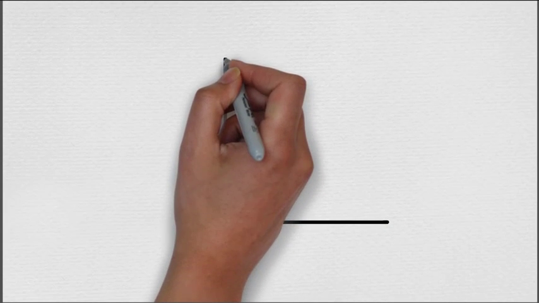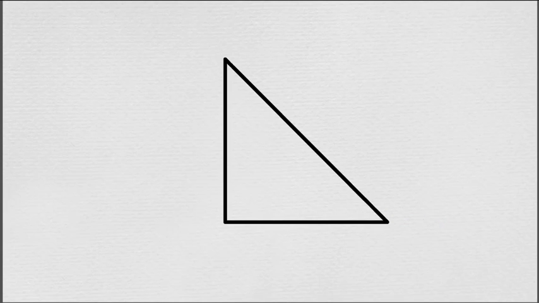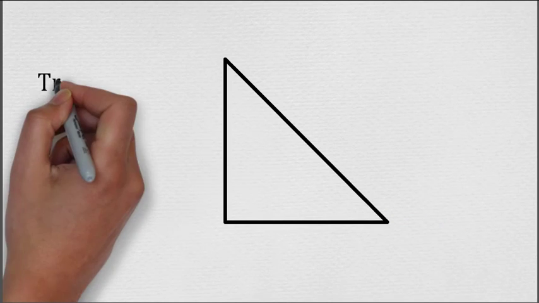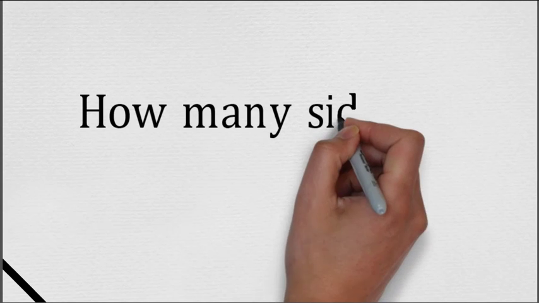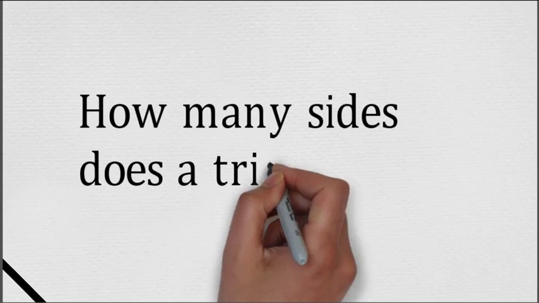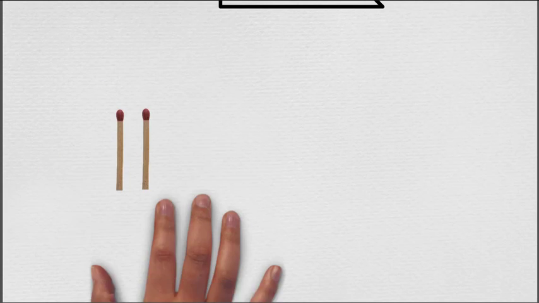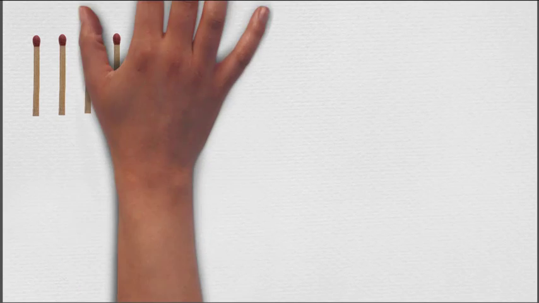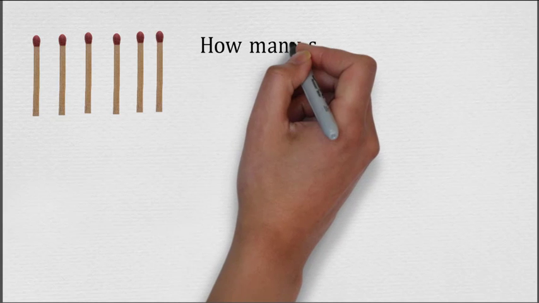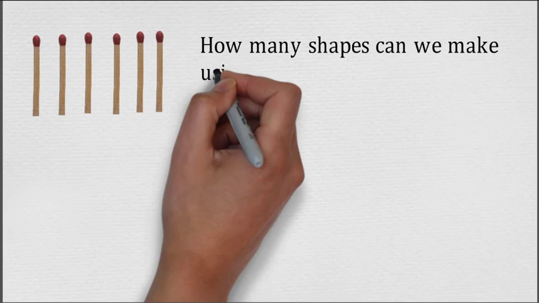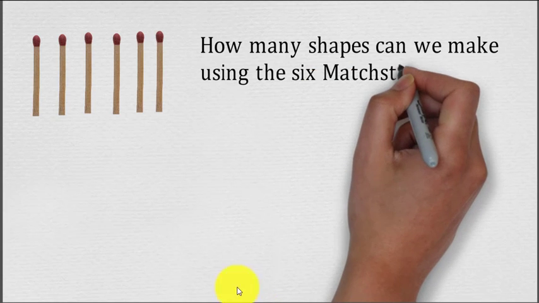Next one. Now what is this? We know it. It is a triangle. How many sides does a triangle have? Yes, we can answer it, 3 sides. Now let us put some matchsticks here. We have 7 matchsticks. I mean 6, sorry, 6.